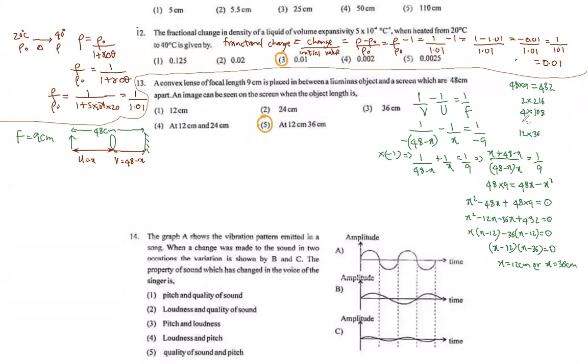Okay, people, how many of you got this answer? There will be two options. When you have kept the object at 12, you will get the image on the screen. When the object distance is 36, also you will be getting the image.